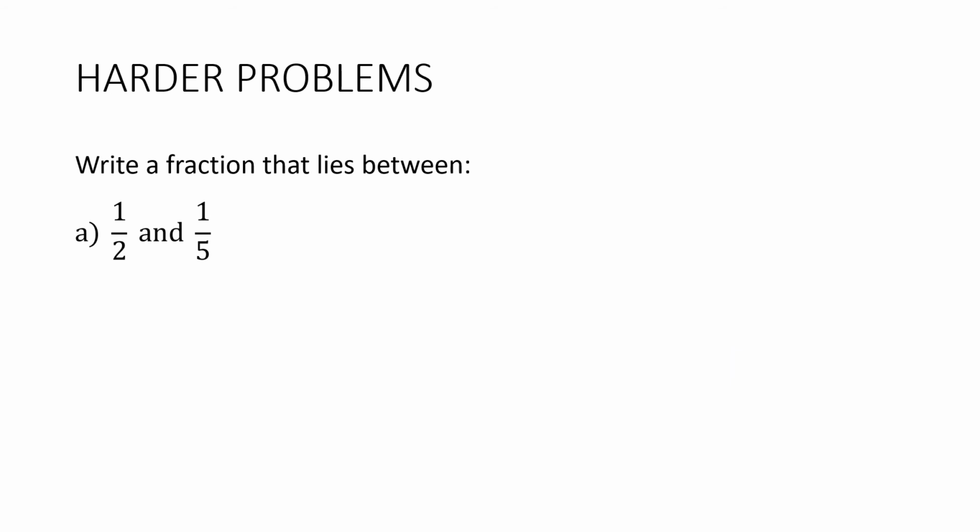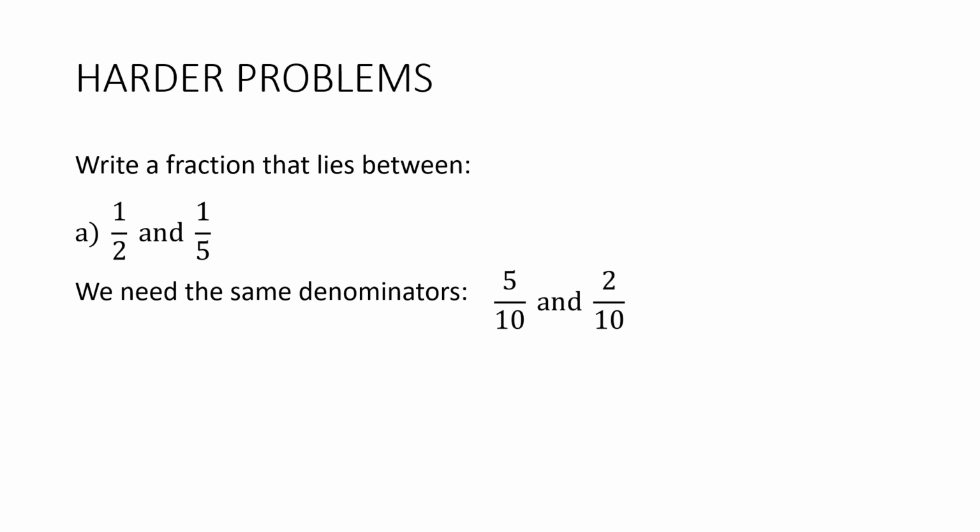All right, let's finish off with these. Write a fraction that lies between 1/2 and 1/5. Now we can't do anything with that question whilst it has different denominators. We're going to have to change them to be the same. So let's change them both to tenths. 1/2 is the same as 5/10. 1/5 is the same as 2/10. We need a fraction that lies between them. We could choose 3/10 or 4/10, or we could simplify 4/10 and write it as 2/5. There are other answers to this question, but these are the simplest.